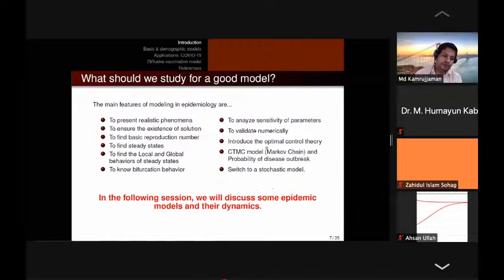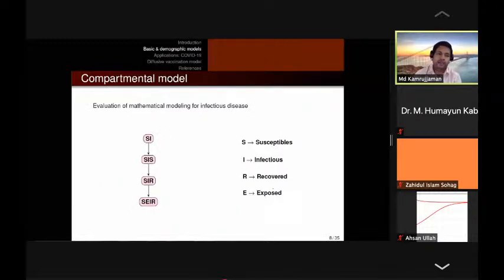So, dear audience, in the following session, we'll discuss some epidemic models and their dynamics. Most of them are compartmental models and very well known to all of us. That is the initial SI model, then SIS, then SIR, and SEIR. Basically, this is not all. There are a lot of modified models, such as SIRS, and I will show them later.